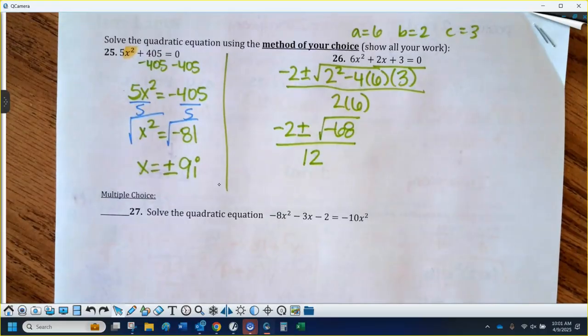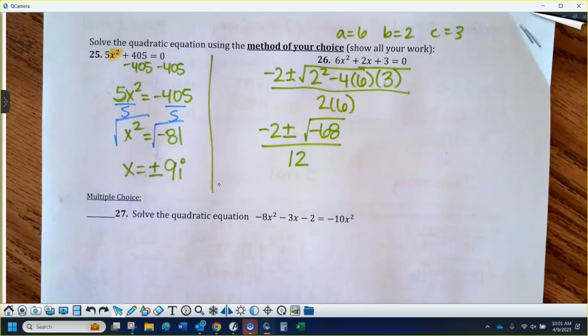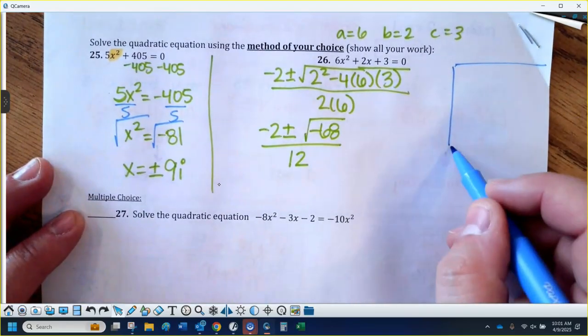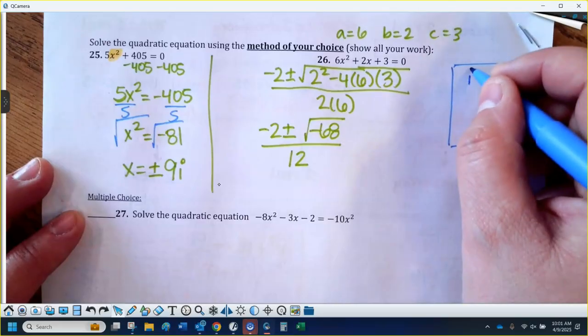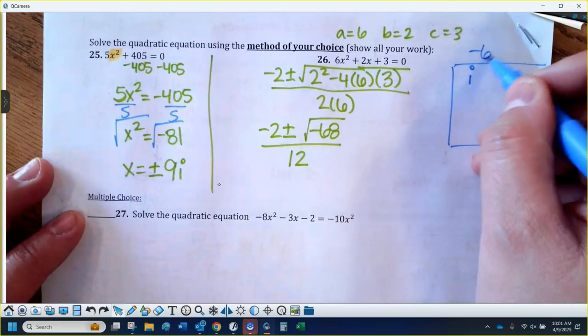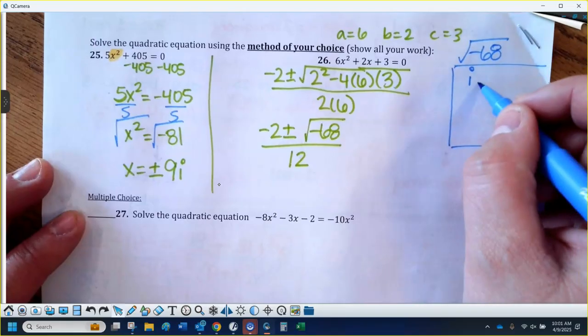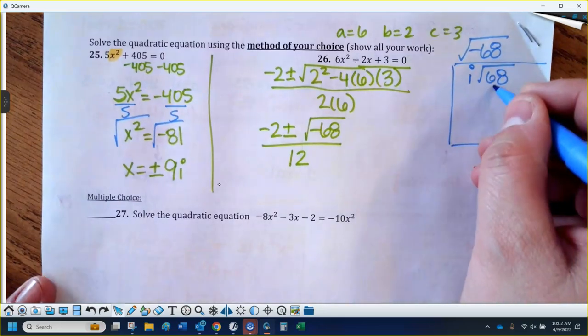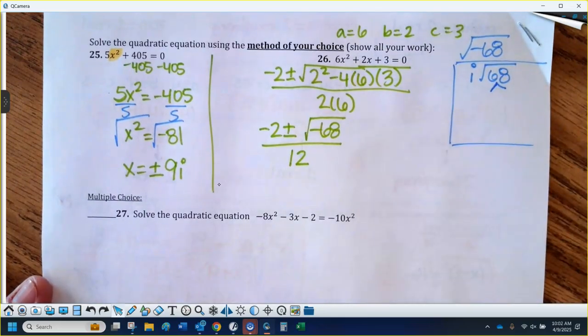Okay, now, 68 is not a perfect square, so let me come over here to the side just so we can have a little space to break this down. If I have negative 68 under a square root, I'm going to take an i out in front to get rid of the negative, and we're going to try and break down 68. This is kind of tricky. The tree's not really big here. Does anybody know 2 numbers that would multiply to give you 68?